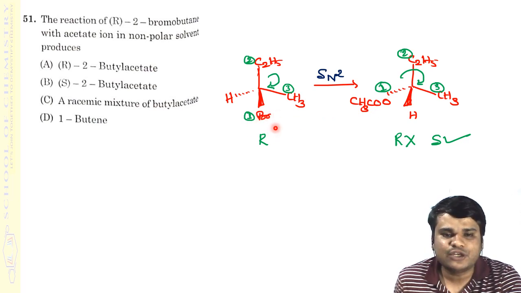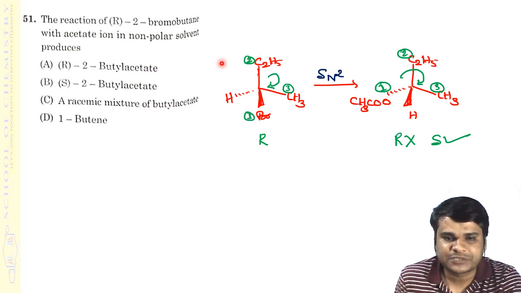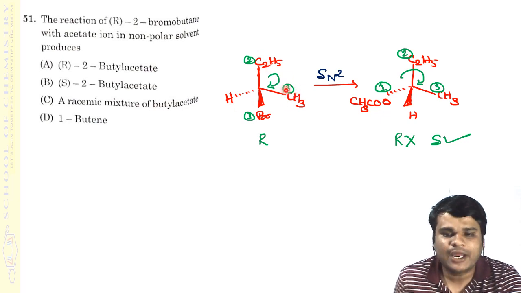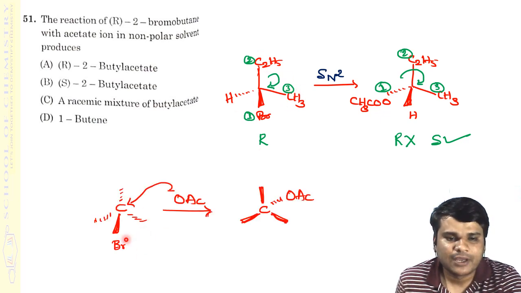And simultaneously, what happens to the remaining three groups? There is the incoming group and the leaving group, and these other three groups will undergo inversion. So how they undergo inversion, that I have shown here. Let's assume that bromine is towards the observer, and the other three groups are away.